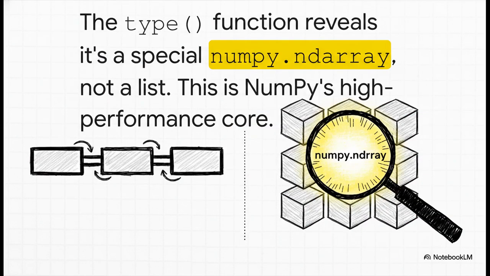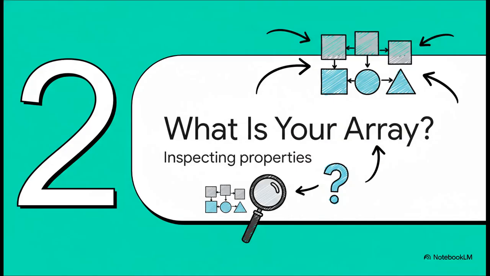And we can prove it's different. Using Python's built-in type function, you see the output isn't list, it's numpy.ndarray. That stands for n-dimensional array, and this thing is NumPy's secret weapon. See, unlike a list, an ndarray stores all of its data in one solid, continuous block of memory. That's what allows it to do math operations at lightning speed. It's the whole source of its power. So now that we know we've created this special NumPy object, let's figure out how to ask it questions about itself. How do we inspect its properties to really understand what we've just built?